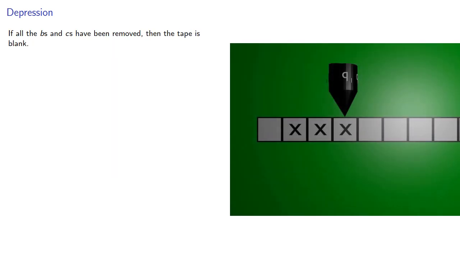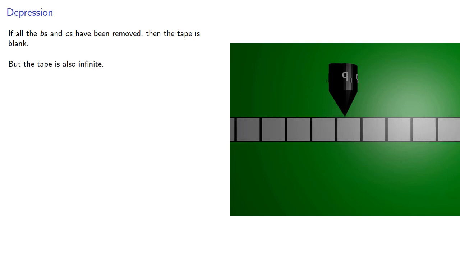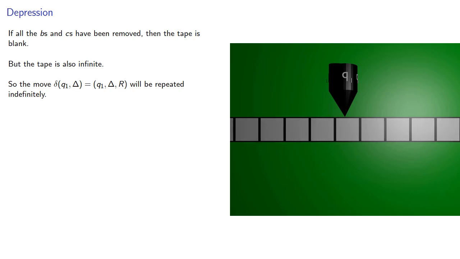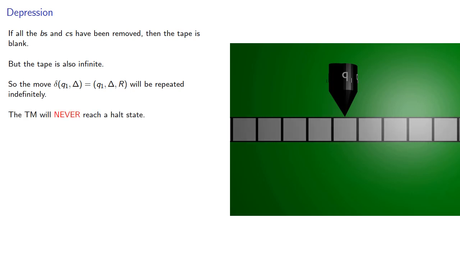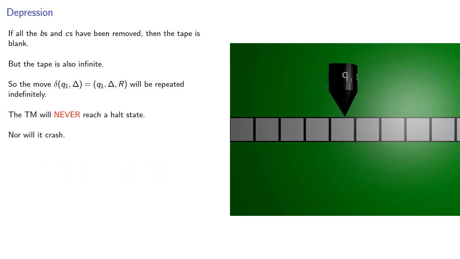Remember, if all the B's and C's have been removed, the tape is blank. But the tape is also infinite. So this move will be repeated indefinitely, and our Turing machine will never reach a halt state. Nor will it crash. So how can we solve this problem?